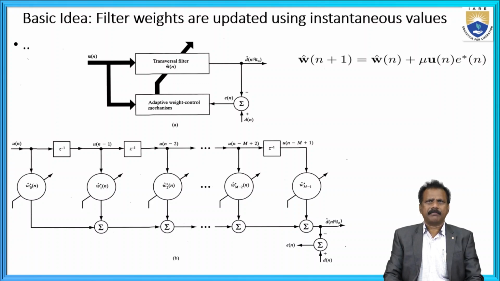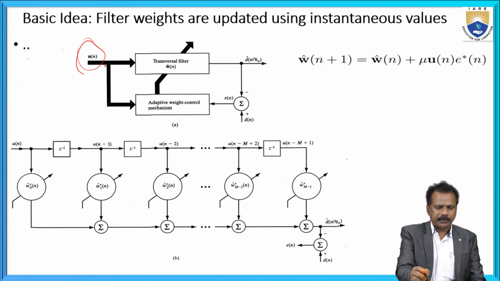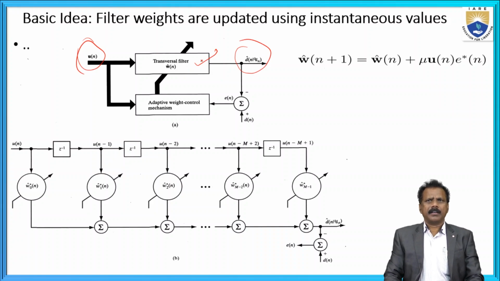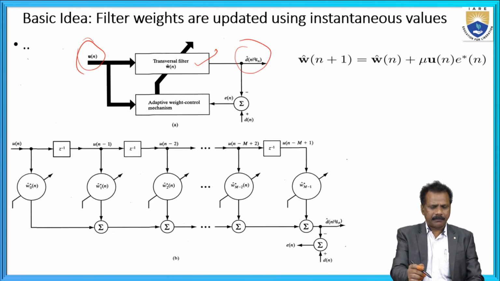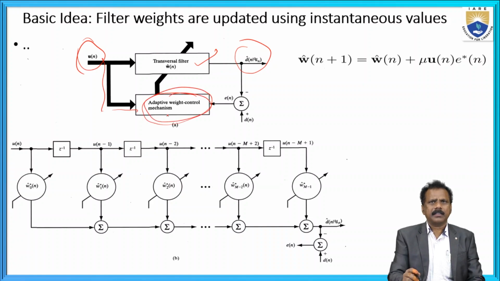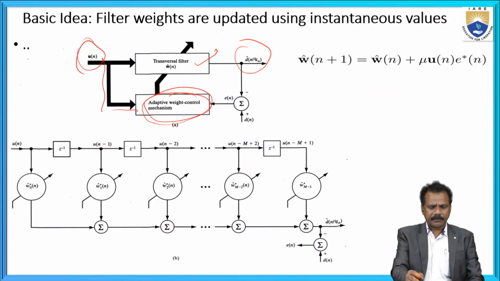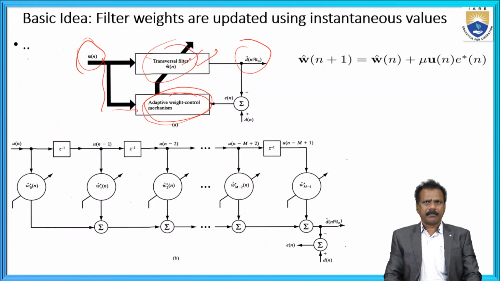The filter weights are updated using instantaneous values. Here u of n is given to the transversal filter W cap of n, and we expect that our output is d cap of n. Meanwhile, W of n is given to the adaptive weight control mechanism. Once this mechanism is fed to the transversal filter W of n.